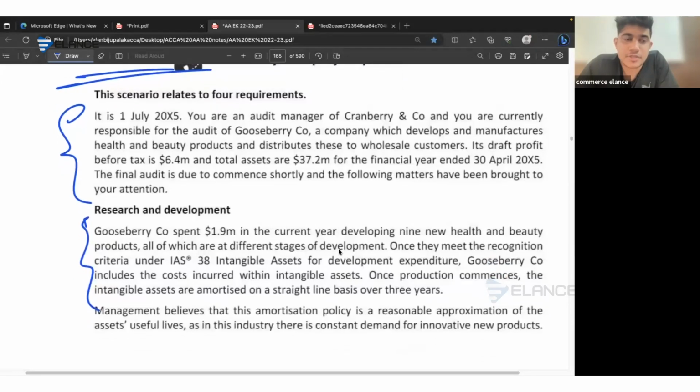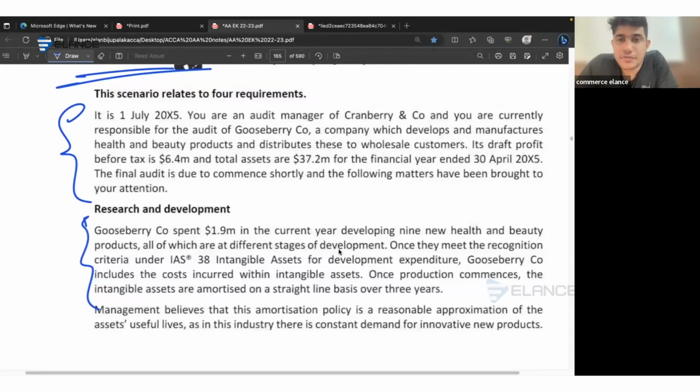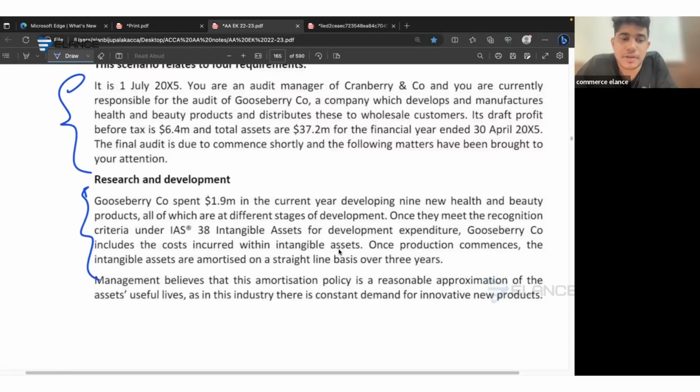So let's start with the scenario. It's 1st July 2015. You are the audit manager of Cranberry & Co. and you are currently responsible for the audit of Gooseberry Company, a company which develops and manufactures health and beauty products and distributes these to wholesale customers. Its draft profit before tax is 6.4 million and total assets are 37.2 million for the financial year ending 30th April 2015. The final audit is due to commence shortly and the following matters have been brought to your attention. First one is in relation to research and development. Gooseberry Company spent 1.9 million in the current year developing 9 health and beauty products, all of which are at different stages of development.